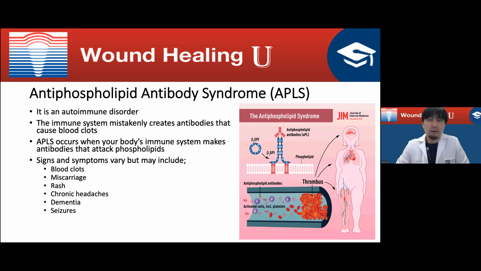And the next one I'd like to introduce is antiphospholipid antibody syndrome. This is an autoimmune disorder, which means your immune system mistakenly creates antibodies that attack tissues in your body. And these antibodies can cause blood clots to form in arteries and veins. And its signs and symptoms vary, but may include blood clots, miscarriage, rash, chronic headaches, dementia, and seizures, etc.